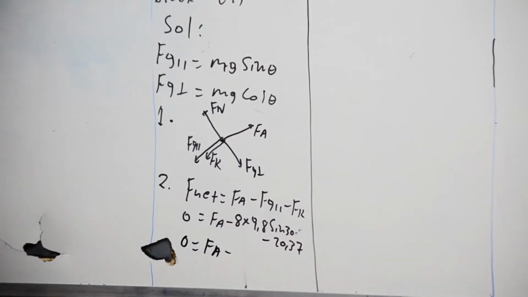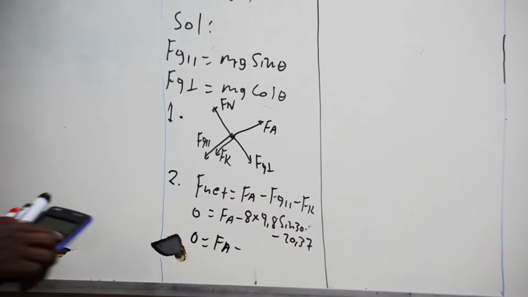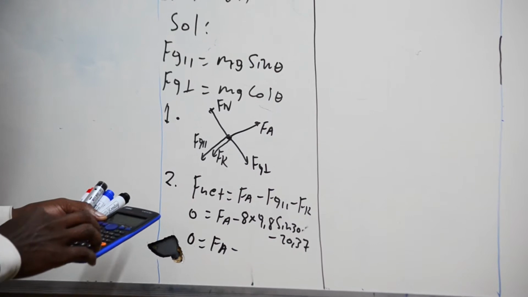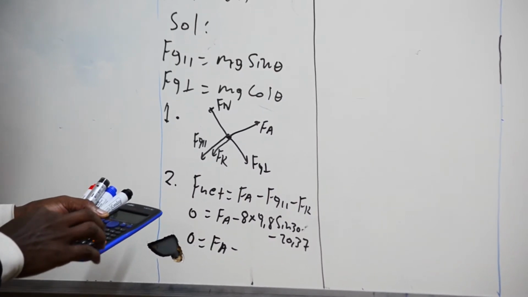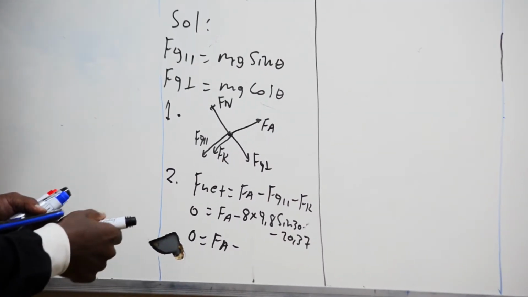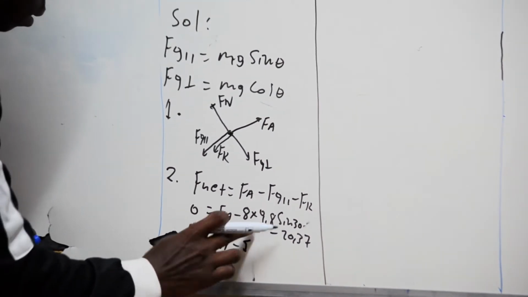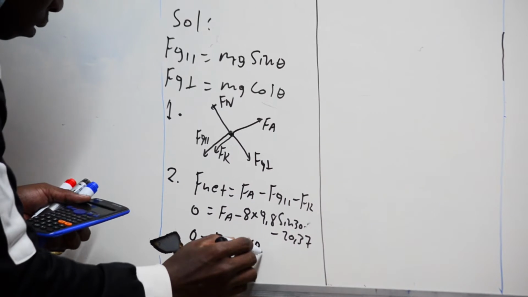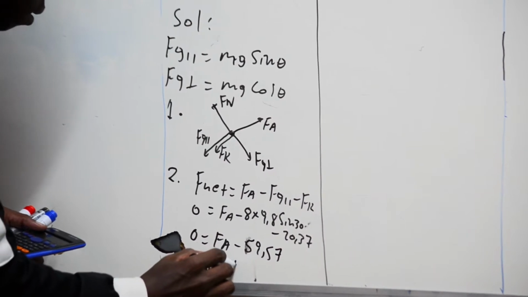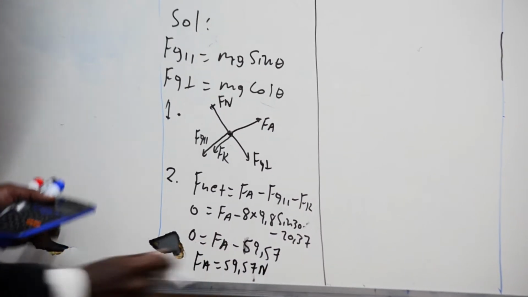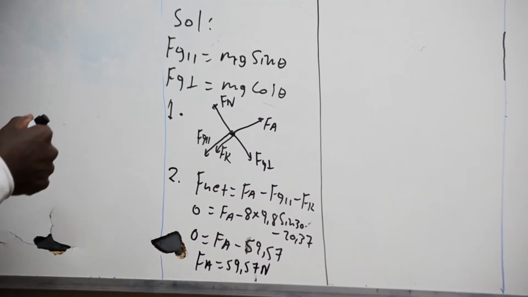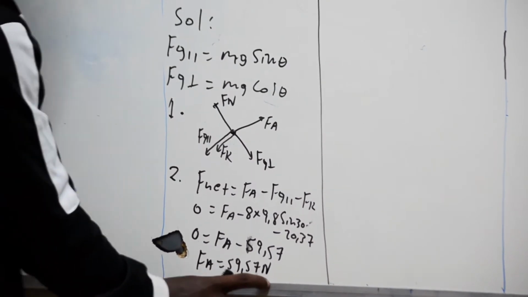Use your calculator for the 30. So we get the answer from the formula. Then minus 20.37. So we get 59.57. Then FA is equal to 59.57 Newton. That is the FA we are looking for in that diagram. So your FA is what it is because your forces are in equilibrium.